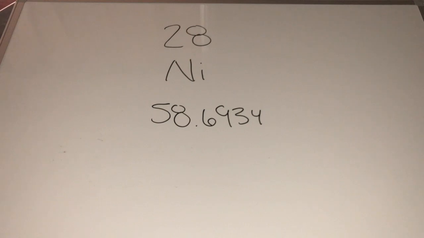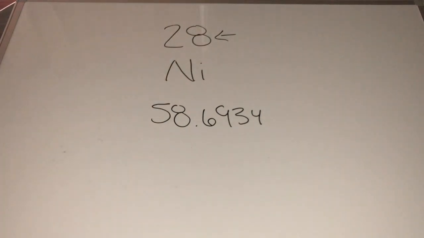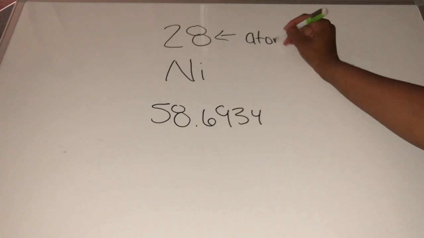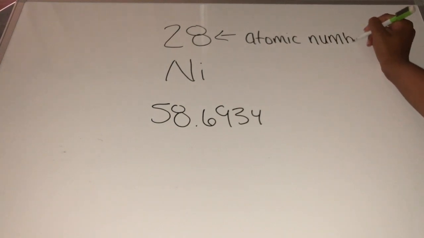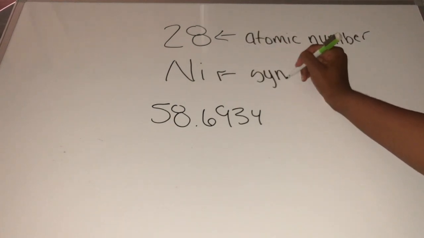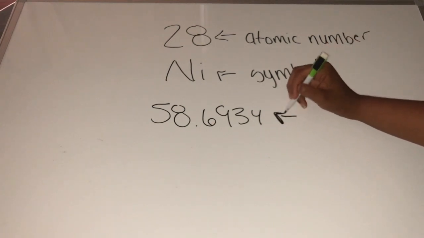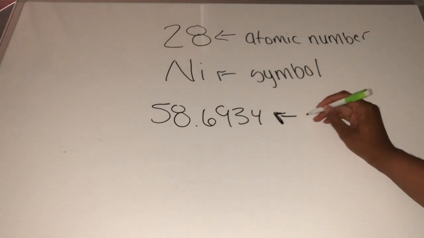So our atomic number is 28. And Ni is our symbol, which is nickel. You want to make sure that you start to at least memorize the different symbols and their atomic mass and atomic number, because your teacher might quiz you on that. I know mine did. And the 58.6934 is the average atomic mass.